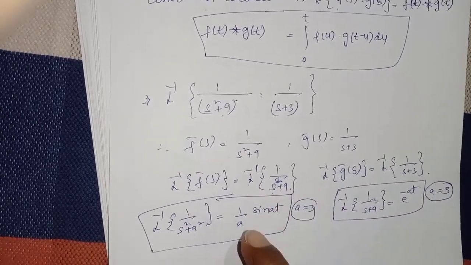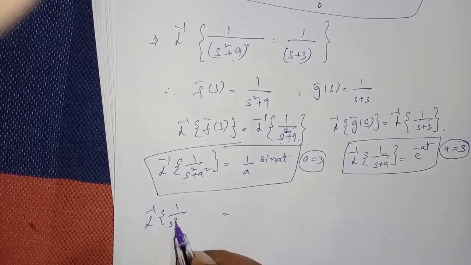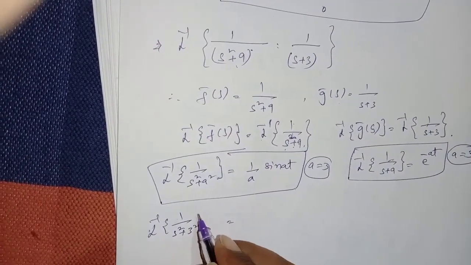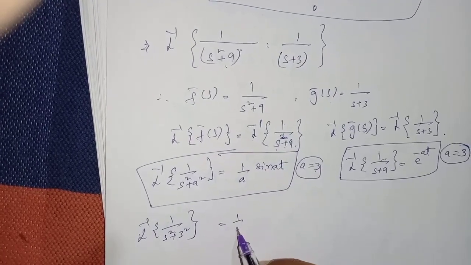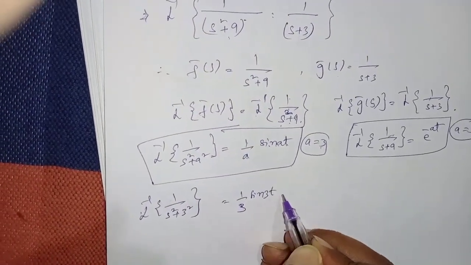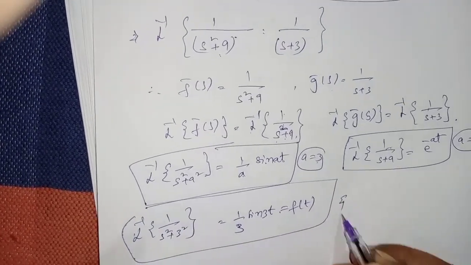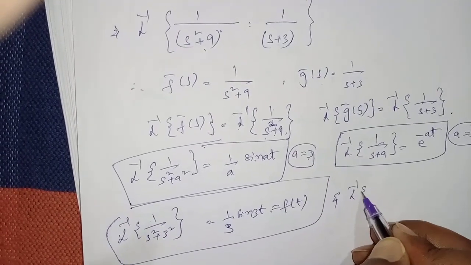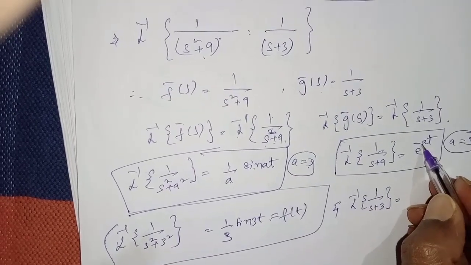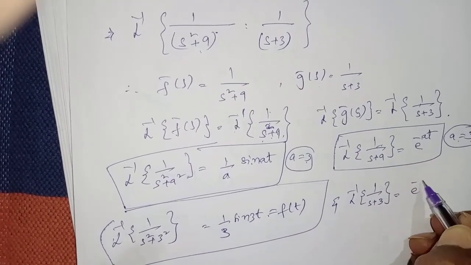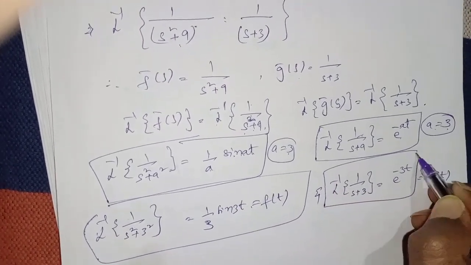So substitute in the formula. L inverse of 1 by s square plus 3 square is equal to 1 by a sin at, a is equal to 3. So 1 by 3 sin 3t. This is called f of t. And L inverse of 1 by s plus 3 is equal to, formula is e to the power of minus at, a is equal to 3. So e to the power of minus 3t. This is called g of t.